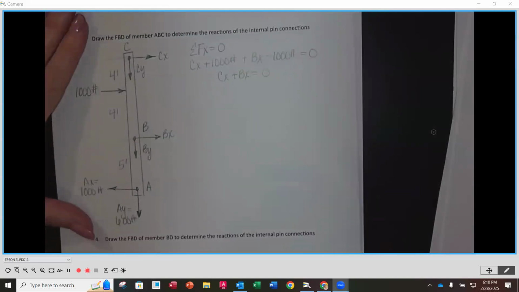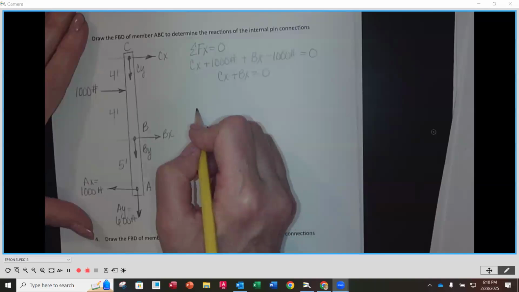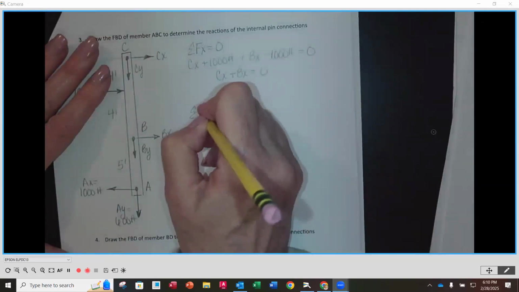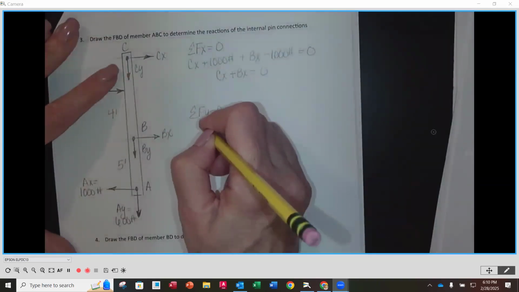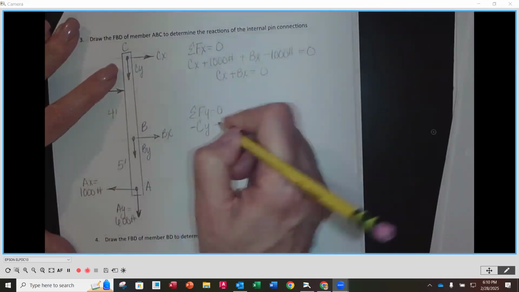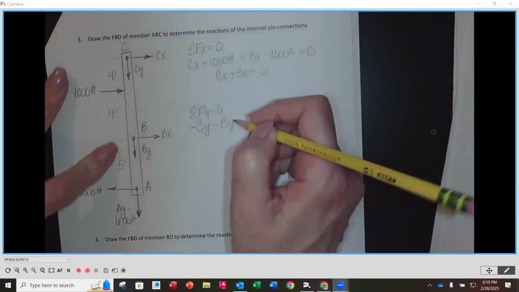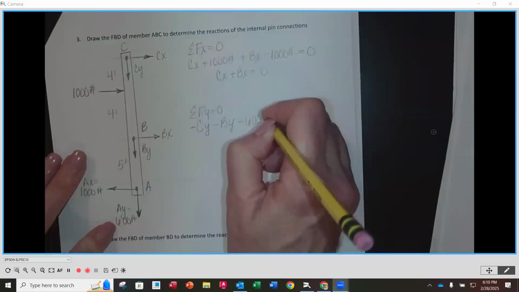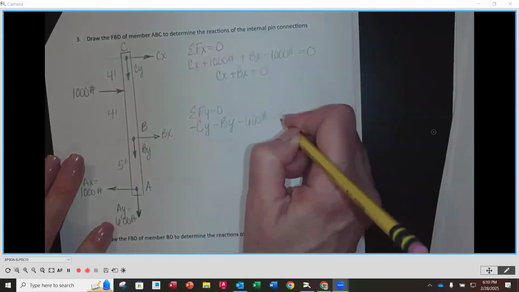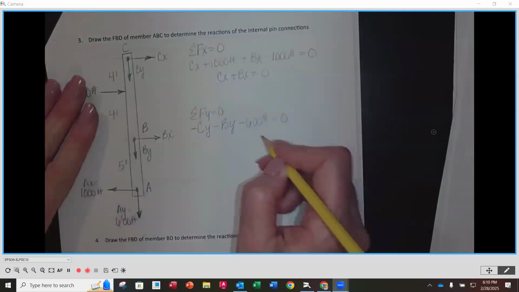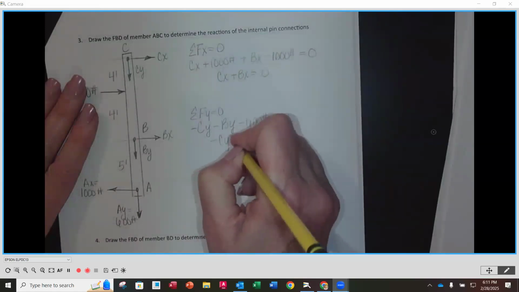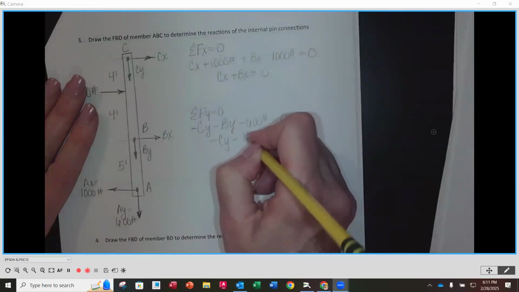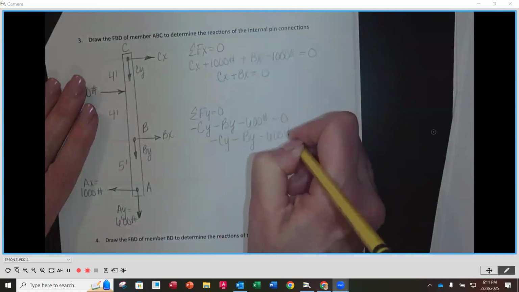Let's do the same thing in the y direction. I'm going to leave a little room here. Sum of my forces in the y direction equal to 0. Again, I've got a negative CY, a negative BY, and a negative 600. Something's got to be positive there, but that's okay. So I'm just going to put the 600 to the other side, and we're going to leave our directions as is. Minus CY minus BY is equal to 600 pounds.